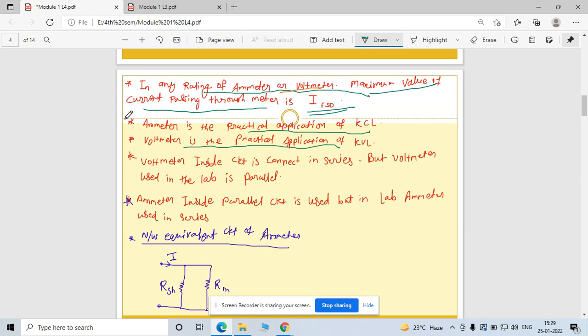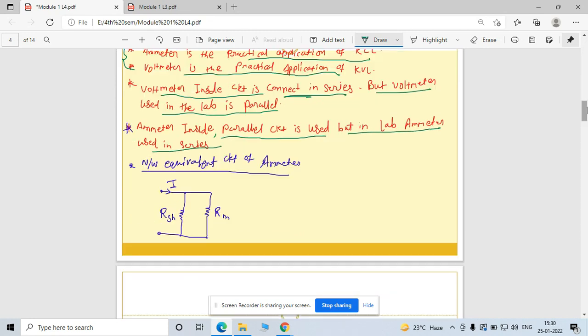This is a comparison of the ammeter and voltmeter. The voltmeter inside the circuit is connected in series, but the voltmeter used in the lab is parallel. The ammeter inside the circuit is used in parallel, but in the lab the ammeter is used in series. The network equivalent of an ammeter is such that RSH into the shunt current is equal to RM.